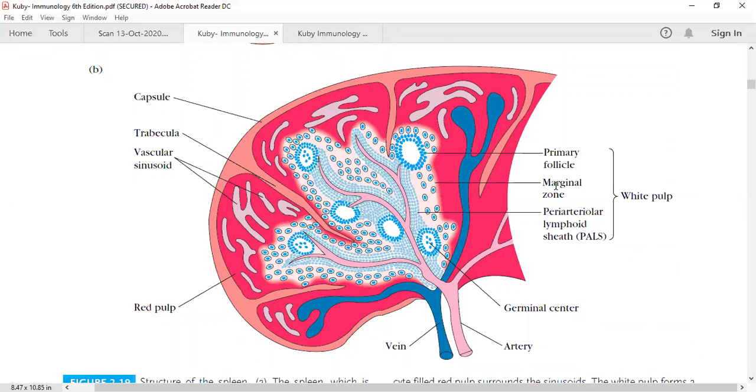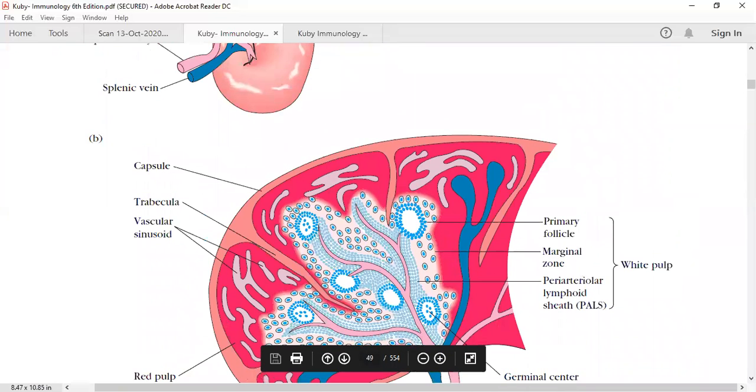Then there is a marginal zone, and together the follicle, marginal zone, and the periarterial region are called the white pulp, the central white pulp.